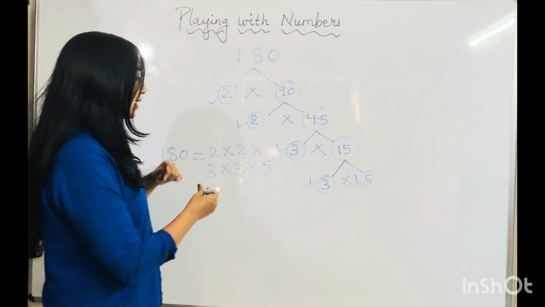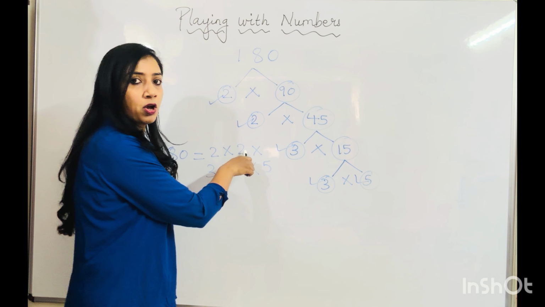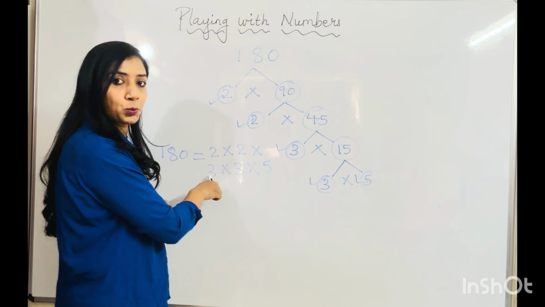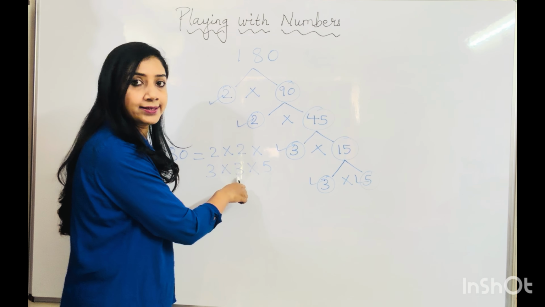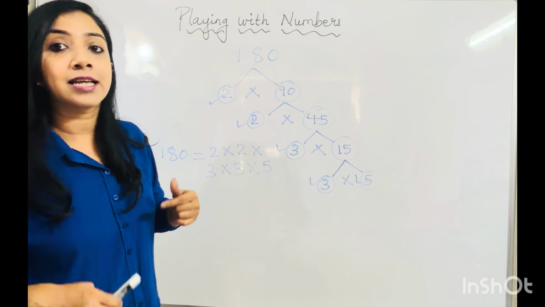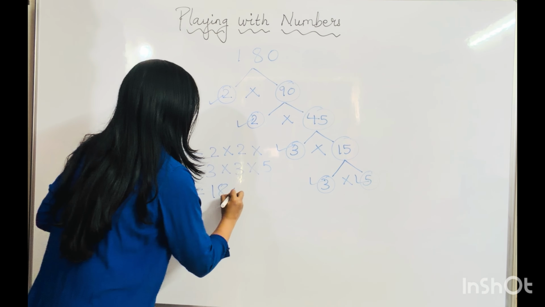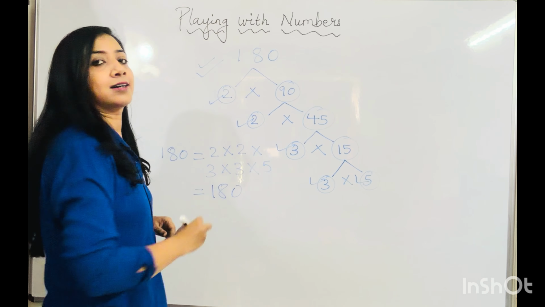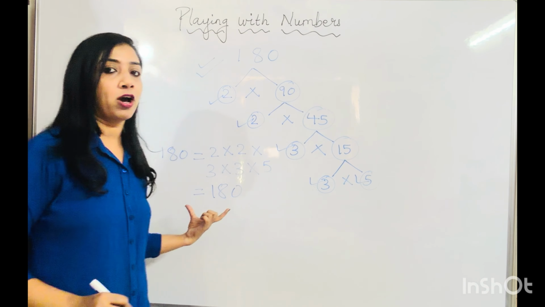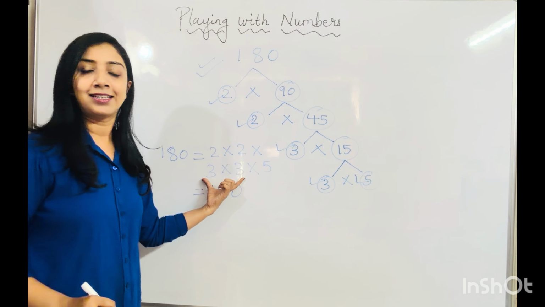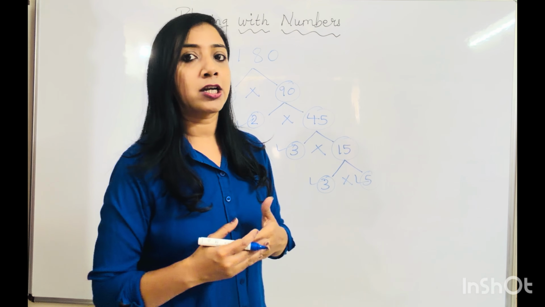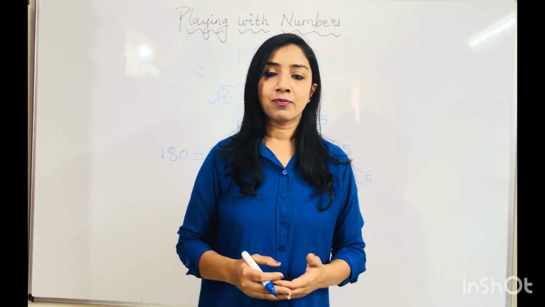Now we will start the calculation. 2 times 2 is 4, 4 times 3 is 12, 12 times 3 is 36, and 36 times 5 is 180. That means your factor tree is absolutely correct, and these are your prime factors. Understood, children? Can we start the common division method now?